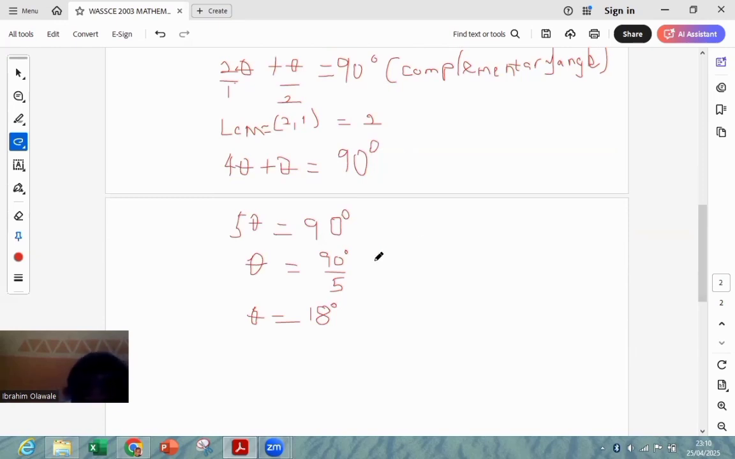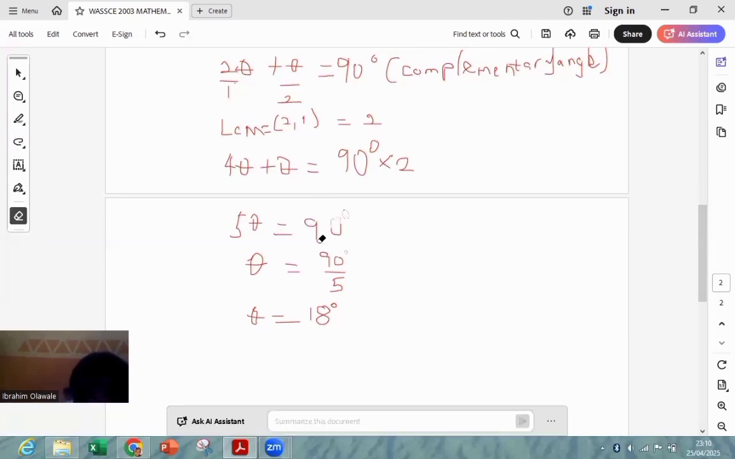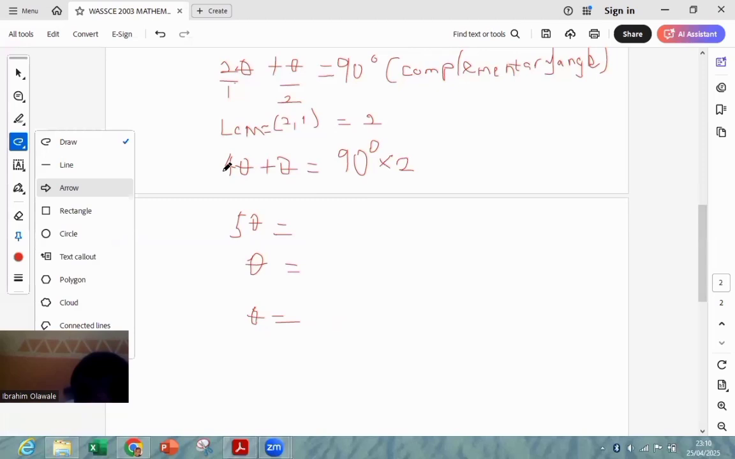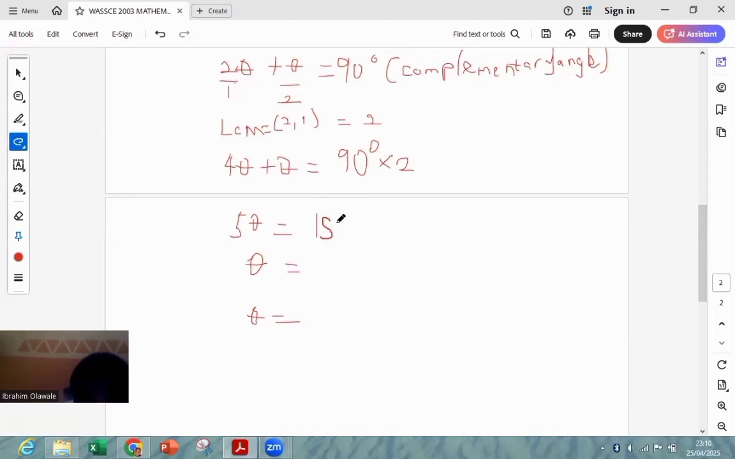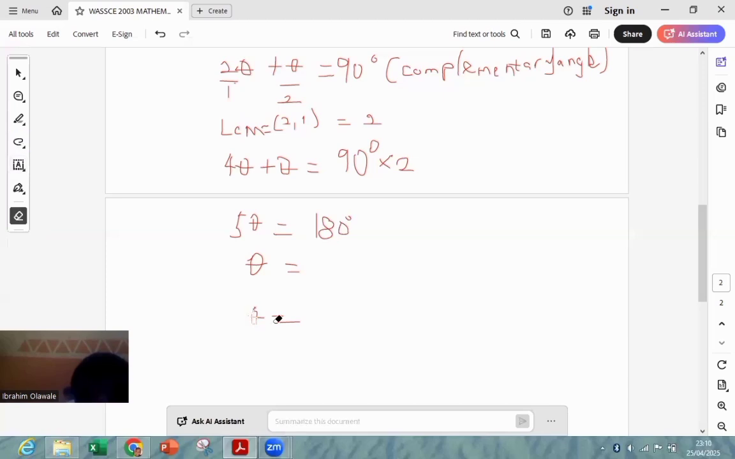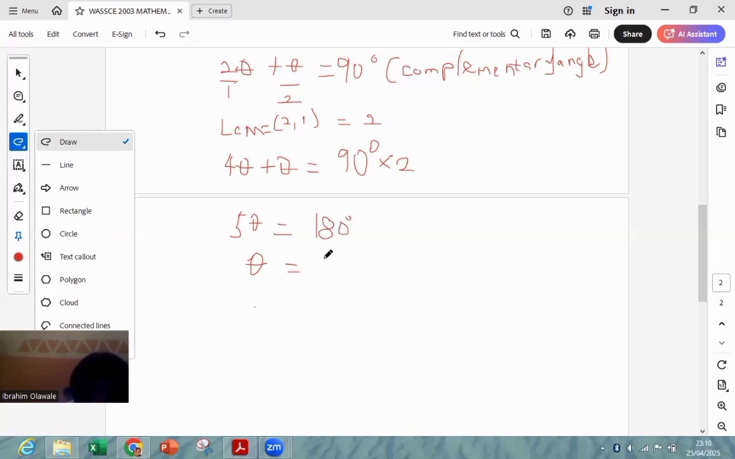Oops, there's a mistake. Sorry. We are clearing fraction by multiplying through by 2. So that means I need to multiply this 90 by 2, so that this can be 180 degrees. And when you divide that by 5, we are going to have theta to be 36 degrees. So this will give us 36 degrees.